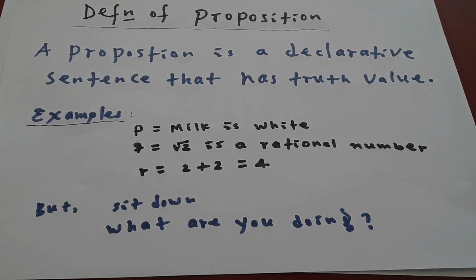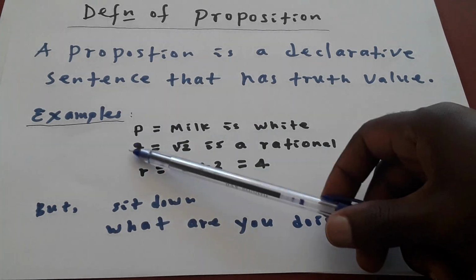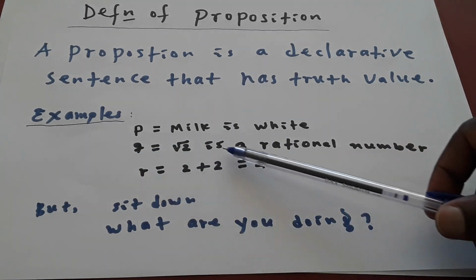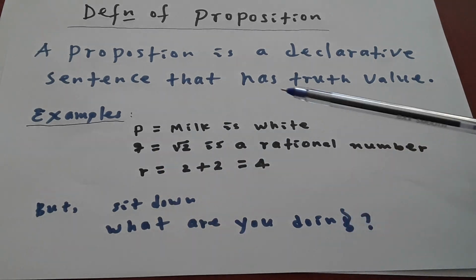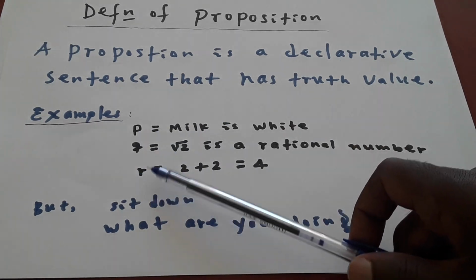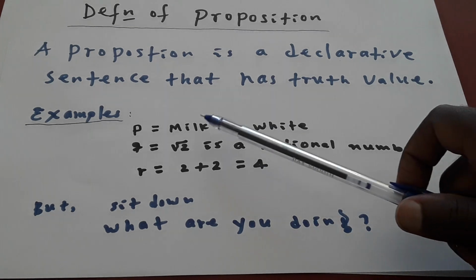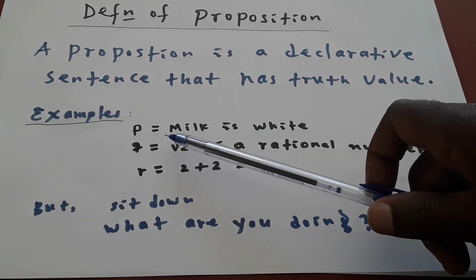Every proposition is either true or false, with no other truth value. So every proposition must have some truth value. No proposition can be both true and false. For instance, we have milk is white. As I told you in the introduction, we just want to be presented with these syntaxes, so propositions are represented by the letters P, Q, R. They are letters, not variables in the usual mathematical sense, so don't be confused. For example: P is milk is white, Q is root 3 is a rational number, R is 2 plus 3 is 4. Each statement, I mean proposition, is just represented with a letter.